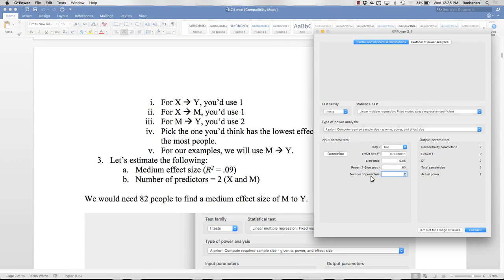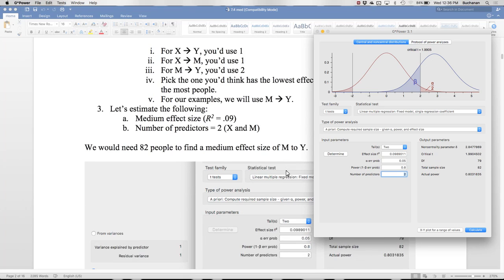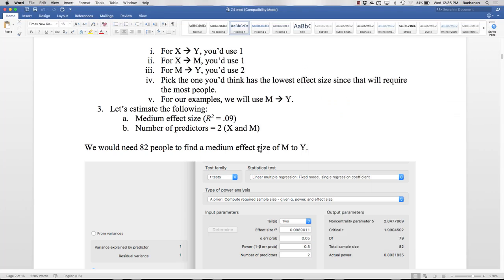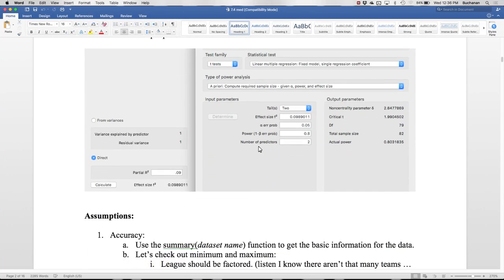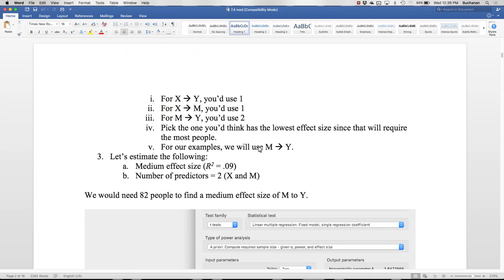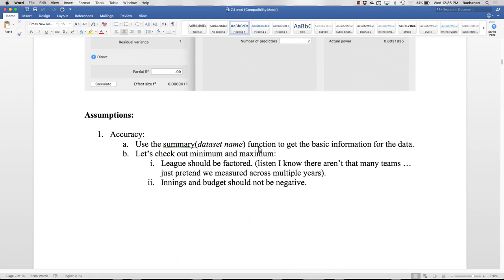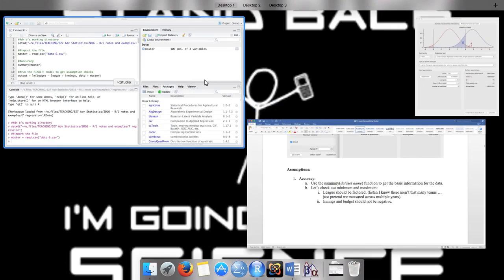So I have 2 predictors, because I have X and M. And that'll give us 82 people, because it's approximately the same as using the other type of estimator we've used. So we found 82 before with 2 predictors and a medium effect, so we found it again. All right. So that is not necessarily the way everyone would suggest doing it, but it's probably the simplest way to estimate for mediation.